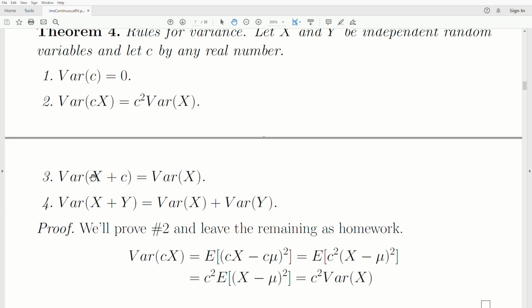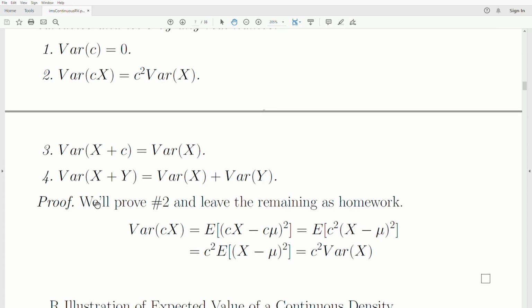And to me, what this says and what I visualize is you have your data sitting on a number line. If you just move it to the right c units, the variance of your data hasn't changed. You just moved it to the right. And so the variance is still the same, variance of x. Now, the variance of x plus y is equal to the variance of x plus the variance of y. Remember, x and y are independent.